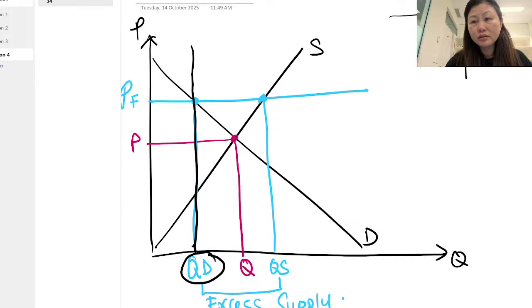Before, after, consumer surplus, producer surplus.